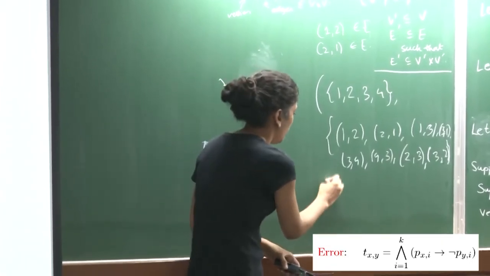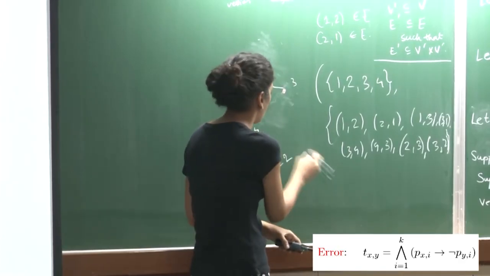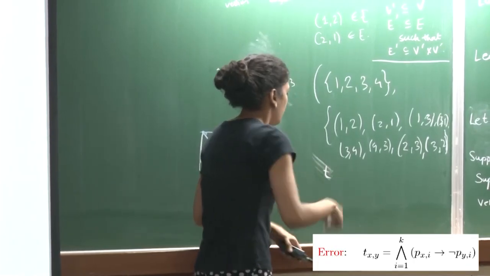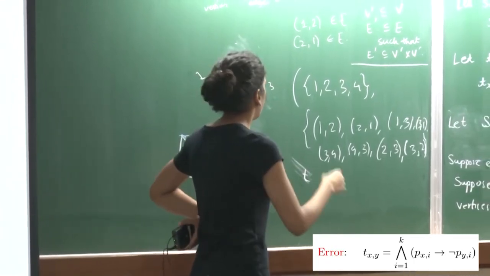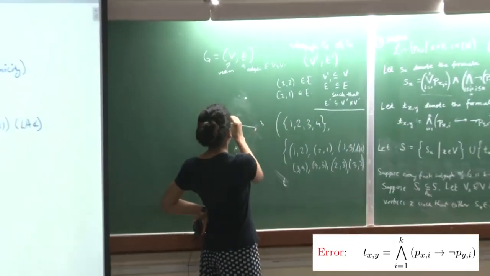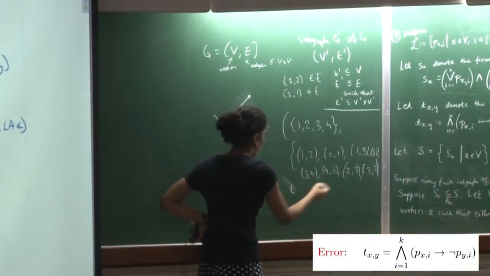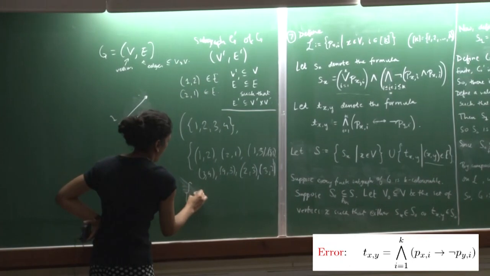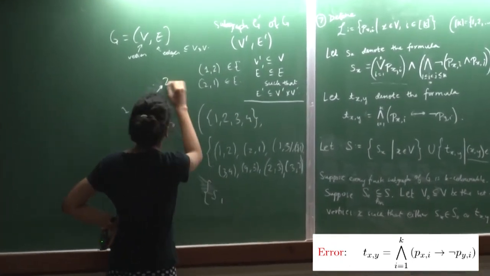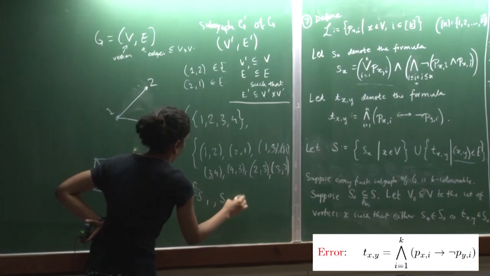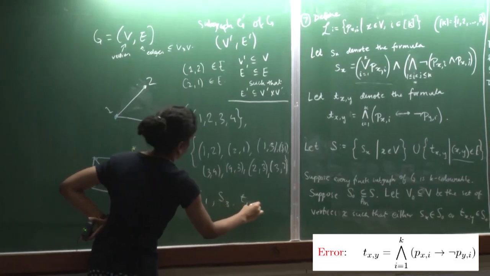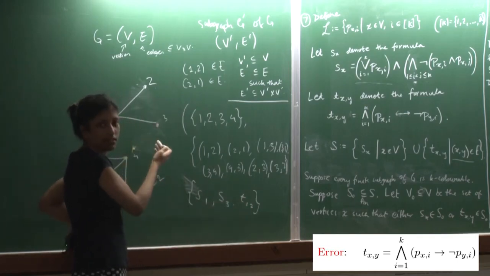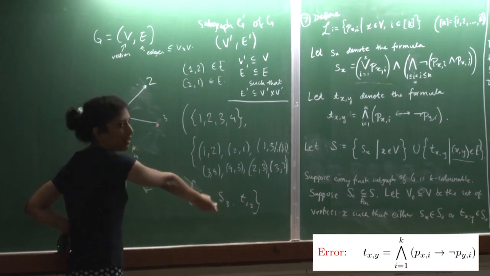Maybe you have your T corresponding to this graph. I'm defining something. Okay, suppose our graph is this, and then we also have these other things. Suppose that my finite subset of S contains the formulas S1, S3, T1,2. But this doesn't really correspond to any subgraph of this, right? Because it doesn't have the vertex 2 in it.